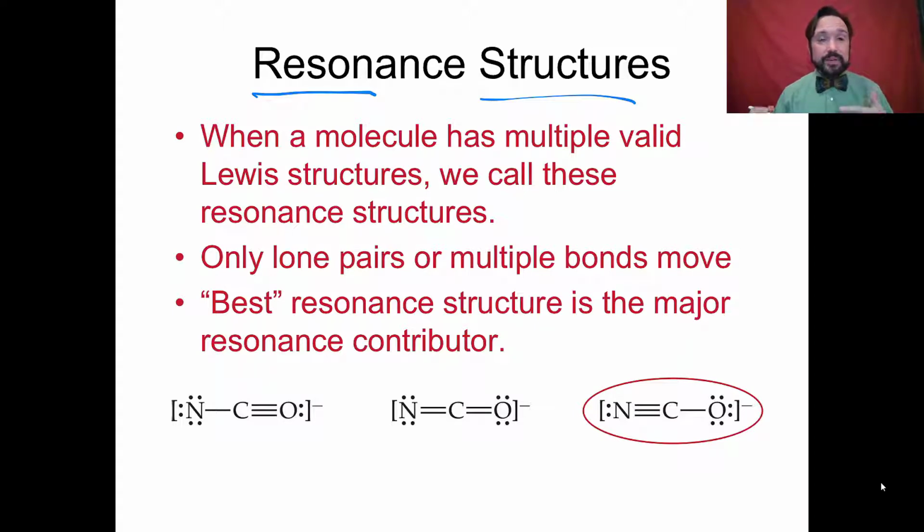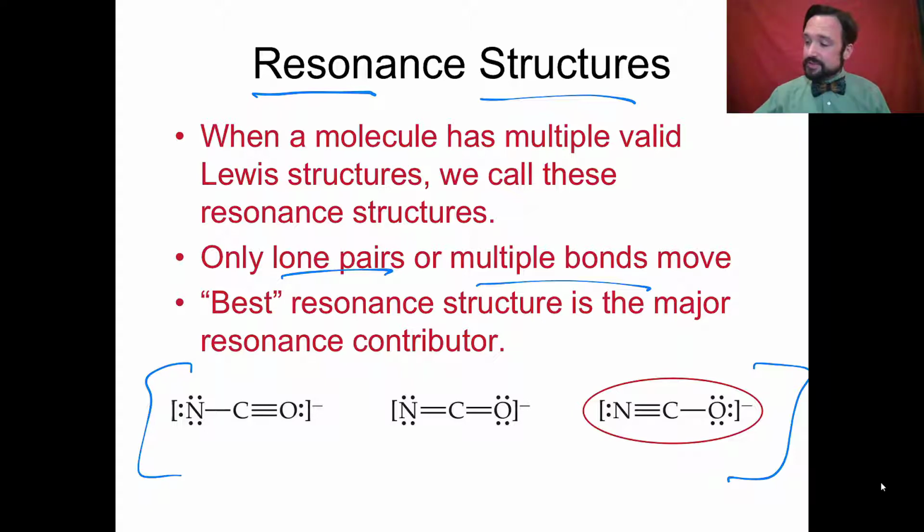Now, the difference between resonance structures is we're only going to have our lone pairs and multiple bonds move around. So for example, if we look down here at the bottom, we have these 3 resonance structures. We can just ignore this red circle for now. What we do see is that in this Lewis structure, we've got a single bond between the nitrogen and the carbon. Then we're going to move one of those lone pairs over, and now we've got a double bond.